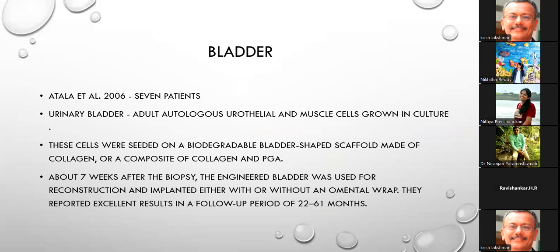Another application is in bladder replacements. A study by Atala et al. of 2006 with 7 patients. They had used adult autologous urothelial and muscle cells grown in culture for generating a urinary bladder. It's a biodegradable bladder, and the scaffold used is collagen and a composite of collagen and PGA.